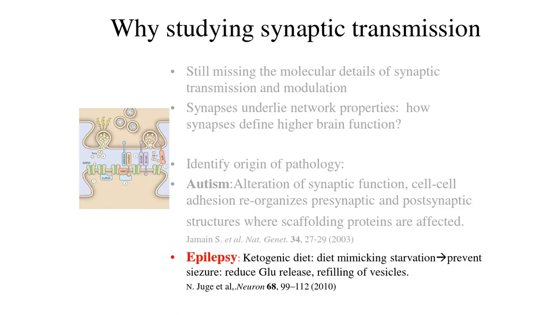And finally, to give another example where it's possible to link a pathology to the molecular detail, is a case of epilepsy, where it is known that the ketogenic diet, which mimics starvation, can prevent seizures, and this is due to the following effect. You have here vesicles that contain a certain number of neurotransmitters, and in that case they actually contain fewer neurotransmitters. So the number of molecules that are going to be released here is much less than in the normal case.